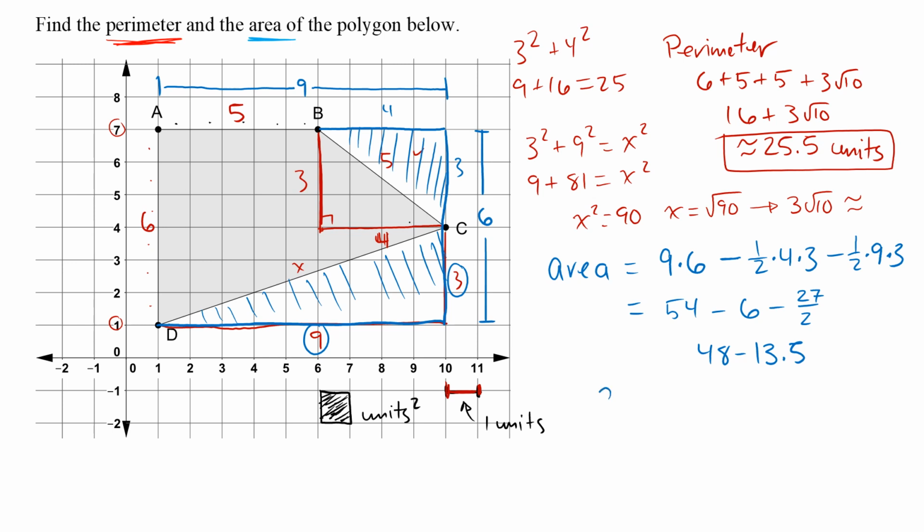So the area of the polygon that's shaded in gray is equal to 34.5. And what are they? Those are those units being squared. These things, right? I've got 34.5 of those that occupy that area.